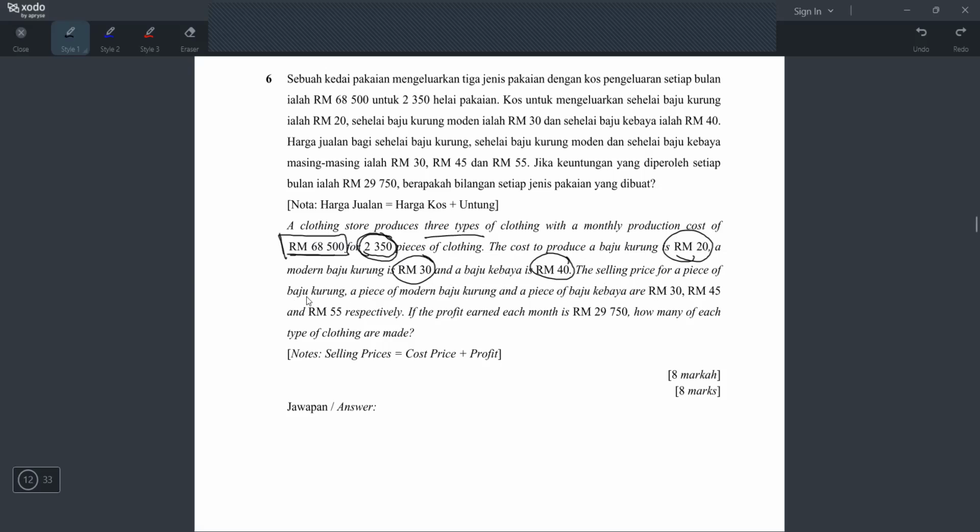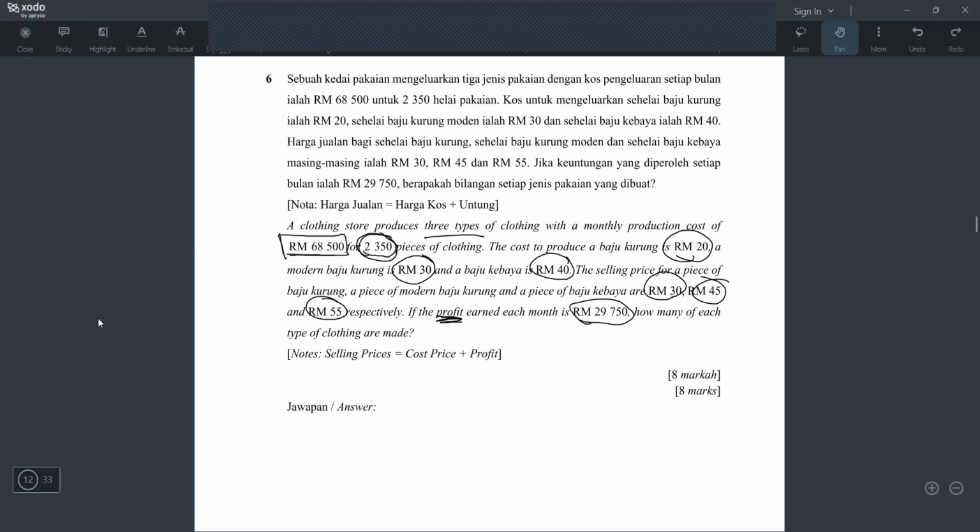Okay, the selling price for baju kurung, modern baju kurung, and one piece of baju kebaya is 30, 45, 55. So these are all the selling prices, right? The earlier ones are cost, this one is selling price. Then it says the profit earned each month is this. Okay, this is the total profit. How many of each type of clothing are made? And here they give you a note: selling price is equal to cost price plus profit. Yeah, correct, it's true.